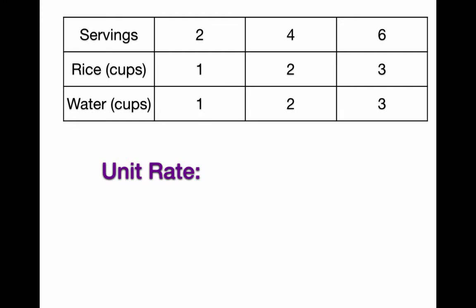Now we're going to talk about what the unit rate is. The unit rate is when you have a 1 in the denominator. So if you have 1 cup of rice for 1 cup of water, that is your unit rate. That means it takes 1 cup of rice for 1 cup of water to serve 2 people.